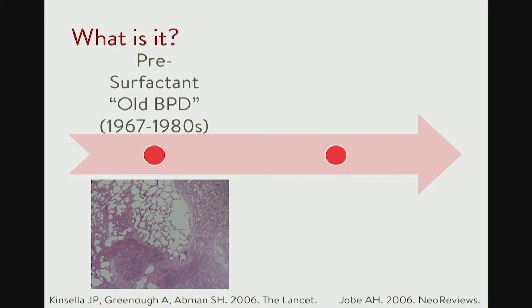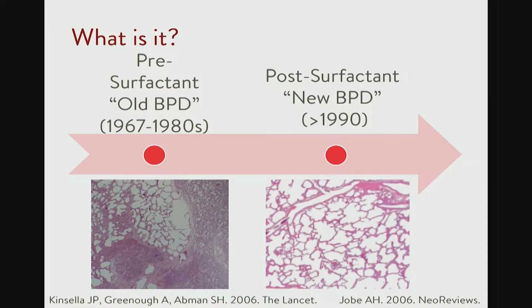This is held in contrast, again, to the new BPD, the post-surfactant BPD. And of course, the changes were not limited just to surfactant, but also to changes like antenatal steroids and changes in ventilation and modes of oxygenation. And the pathology of the new BPD, as you've heard today, really is characterized by fewer, larger, simplified alveoli with less regional heterogeneity of lung disease.